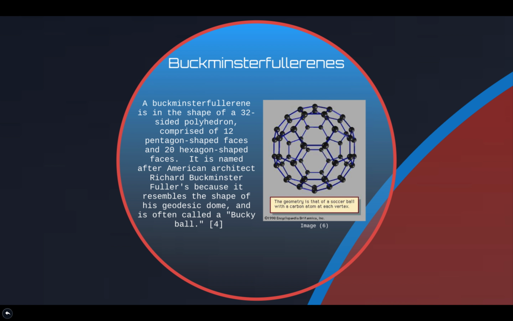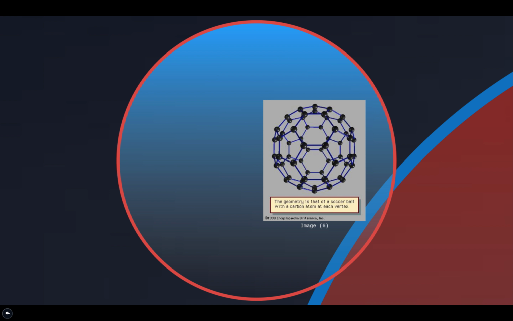Buckminster fullerenes are a single layer of carbon atoms that are arranged into the shape of a 32-sided polyhedron. It is comprised of 12 pentagon-shaped faces and 20 hexagon-shaped faces, and actually resembles the shape of a soccer ball. It is named after American architect Richard Buckminster Fuller because it resembles the shape of his famous geodesic dome. They are also commonly referred to as buckyballs. Notice that the bonds are not identical in either form of fullerene.